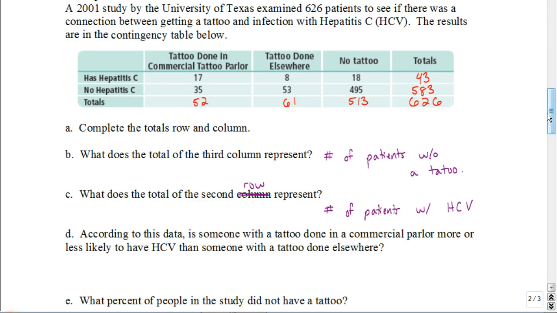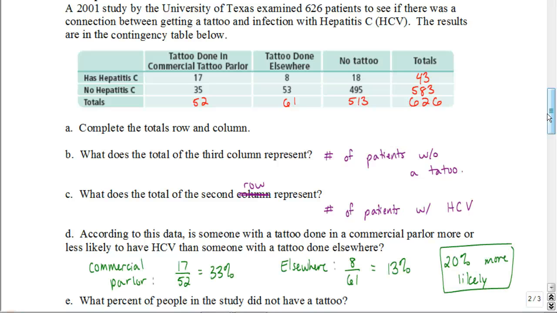According to this data now, is someone with a tattoo done in a commercial parlor more or less likely to have HCV than someone with a tattoo done elsewhere? So for that, we're going to look at the percent of people that were surveyed that had HCV that got their tattoo done in a commercial tattoo parlor, versus those that got a tattoo done elsewhere. So to do that, we first figure out the commercial parlor. There's 17 surveyed people that had hepatitis C out of 52 that got theirs done in a commercial parlor. So that's about 33%. So about 33% of people that got it done in a parlor had HCV.